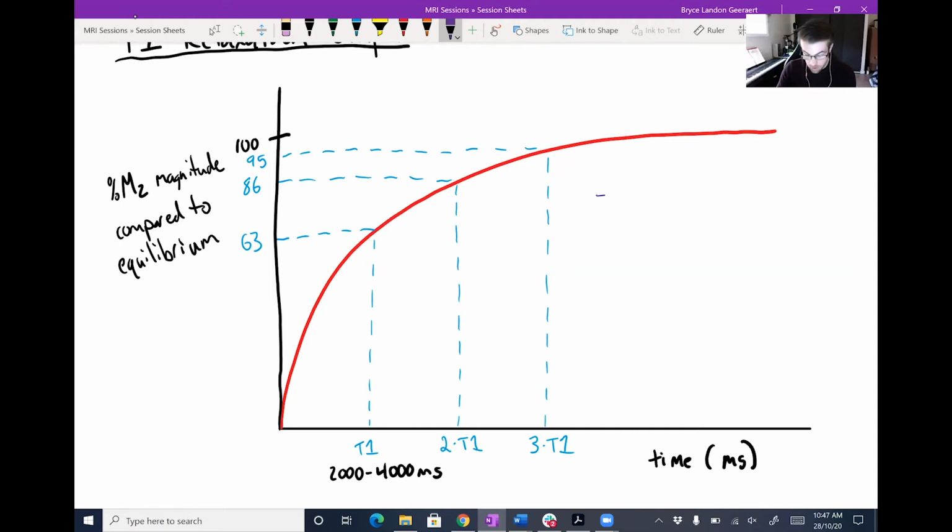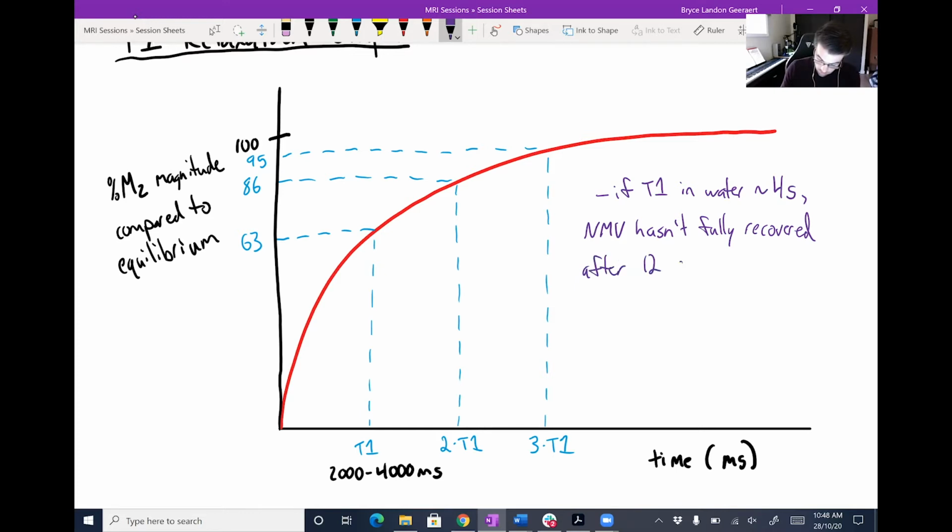But just to write a note here, if T1 in water, as I said last time, is around 4 seconds, then our NMV hasn't fully recovered after 12 seconds, which is a long time. Water is a slow tissue, and that is the main takeaway, I would say, of this whole series: come on, water, you're so useful, but also so slow. So sometimes we need to wait quite a while before we mess with the NMV again to make sure we get enough signal. There's more to it than that, but we can just leave it there for now.